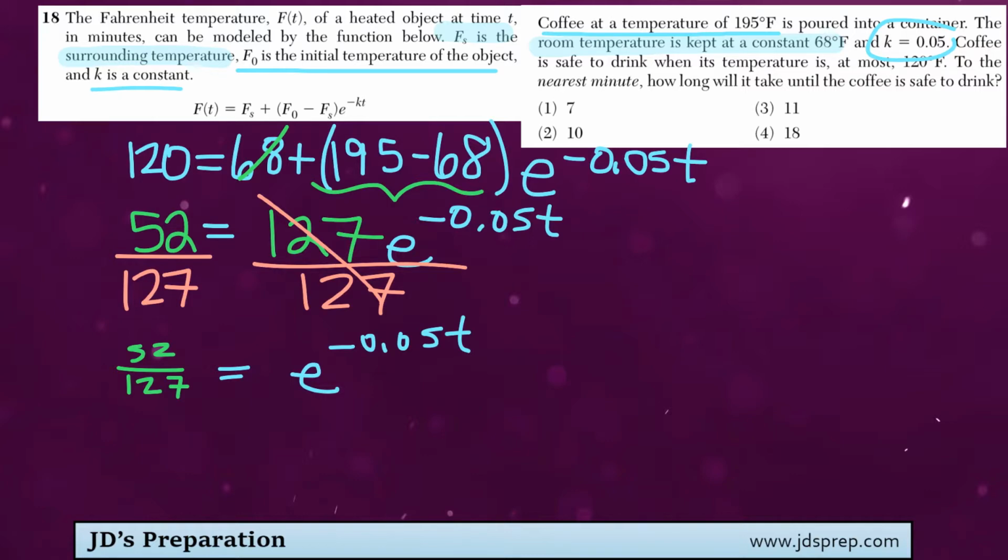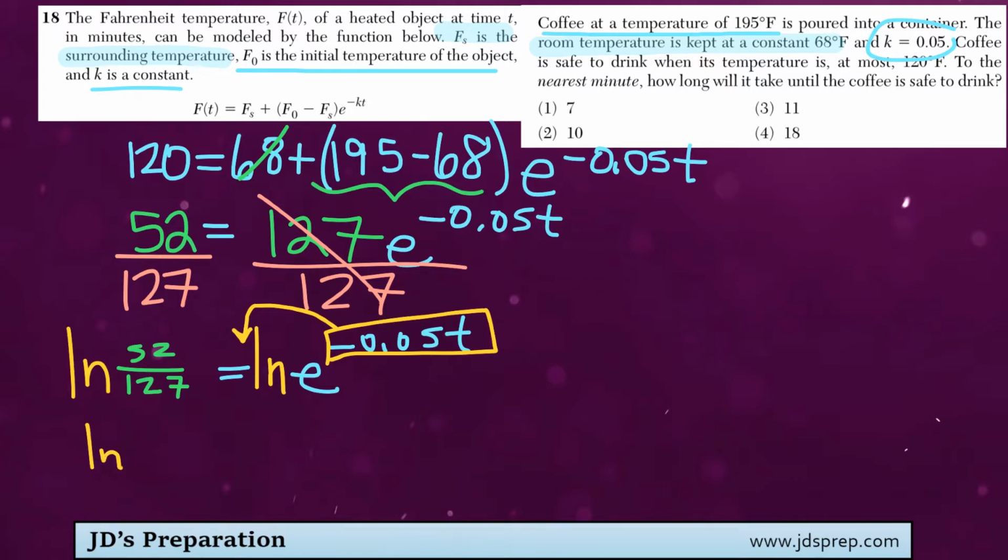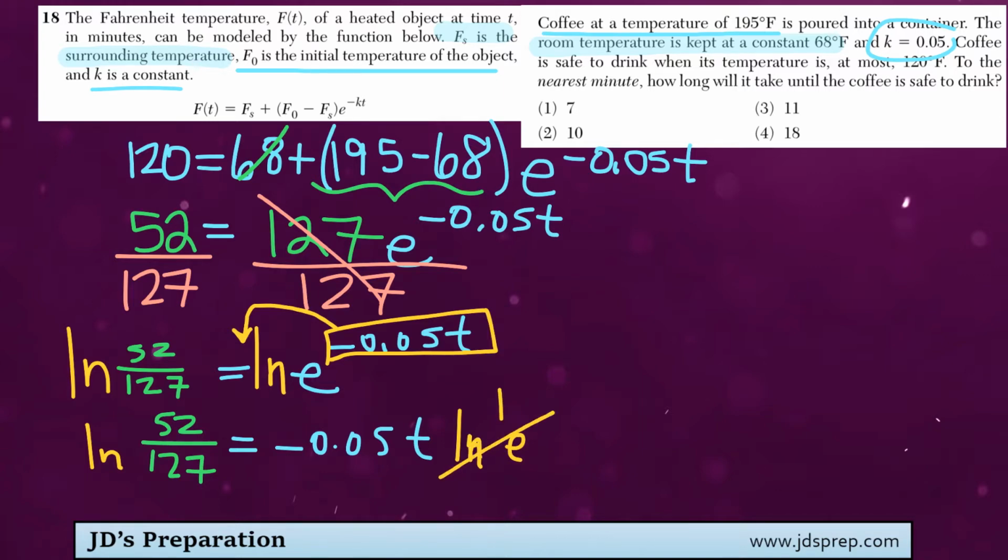All right, so at this point, because the variable we're trying to solve is an exponent here, our strategy is to take the natural log of both sides, just like this. And then by doing that, what we can do is take this exponent and bring it to the front. So let's write that out. So we'll have ln of 52 over 127 is equal to negative 0.05t multiplied by ln of e. Well, of course, ln of e is just equal to 1, so we can pretty much ignore that.